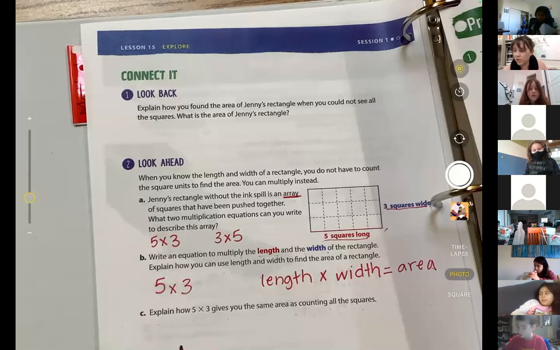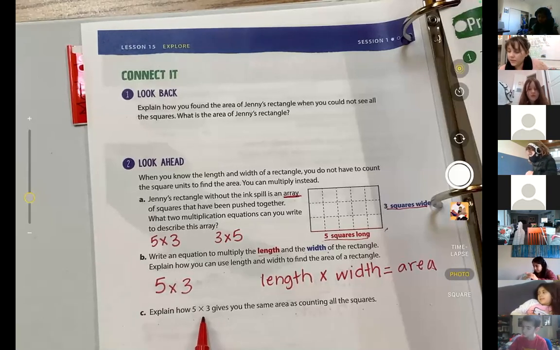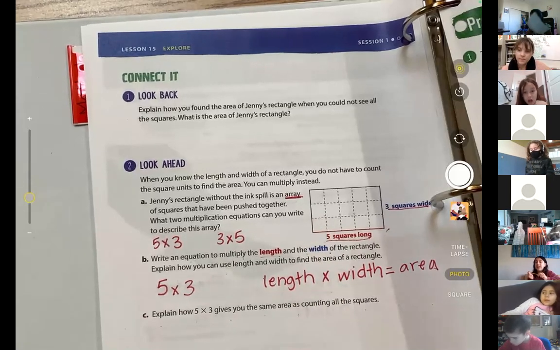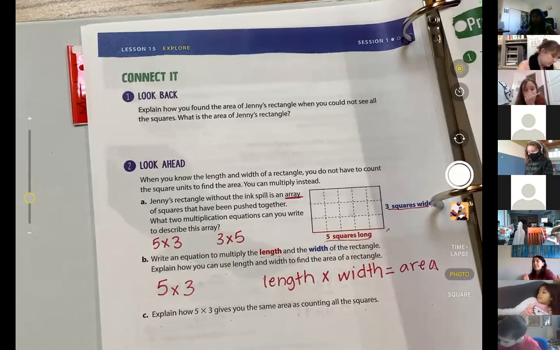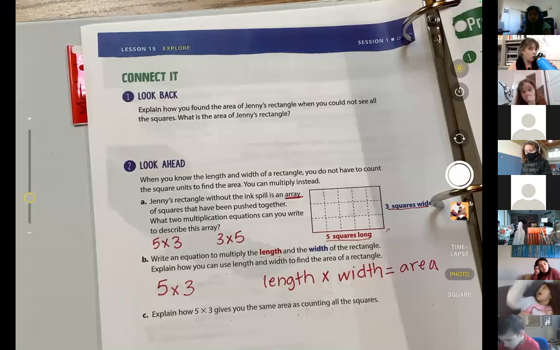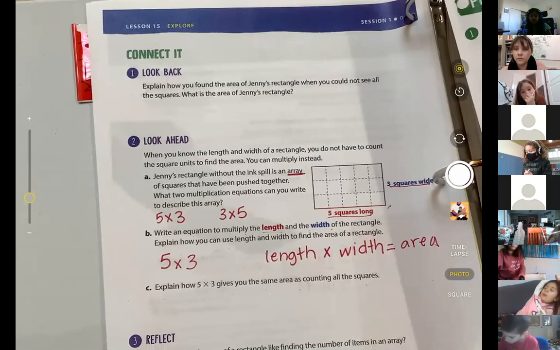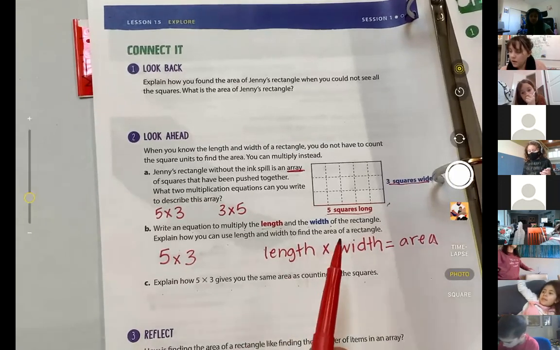Okay, then our next question says, explain how 5 times 3 gives you the same area as counting all the squares. So why is 5 times 3 the same? Somebody think they can explain it? That's okay if not. Trisha, what do you think? Just change the groupings, not the number. Okay.